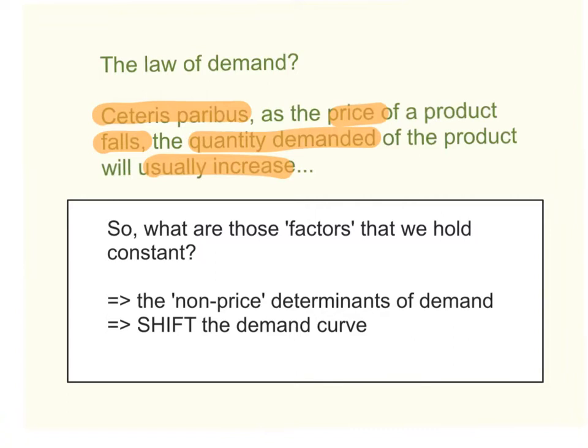Now, the key to understanding the non-price determinants of demand is to look at this assumption, ceteris paribus. So, what are those factors that we assume are held constant? Because that's what ceteris paribus means. Well, these are the non-price determinants of demand. These are the factors that also affect demand other than price. The only difference is that they actually shift the whole demand curve. So what are these factors? Let's take a look.